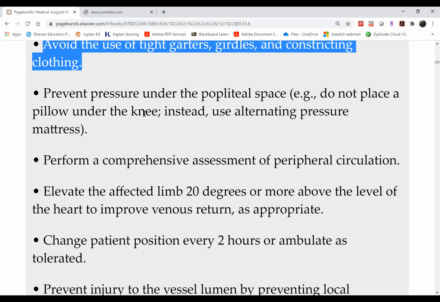And whenever you receive orders to elevate the legs, such as for people in heart failure, never put the pillow directly under the knee. Those pillows must be under the calf only, not under the knee, so as not to impede circulation from the popliteal arteries and popliteal veins.